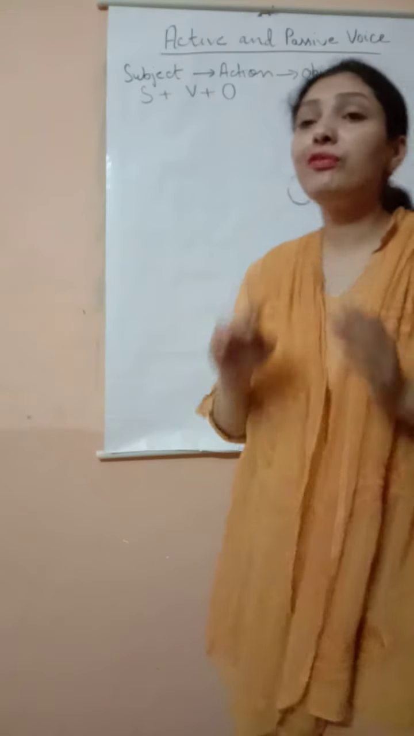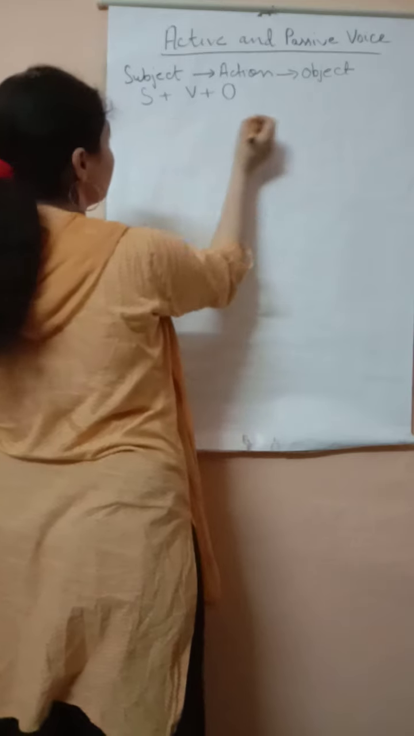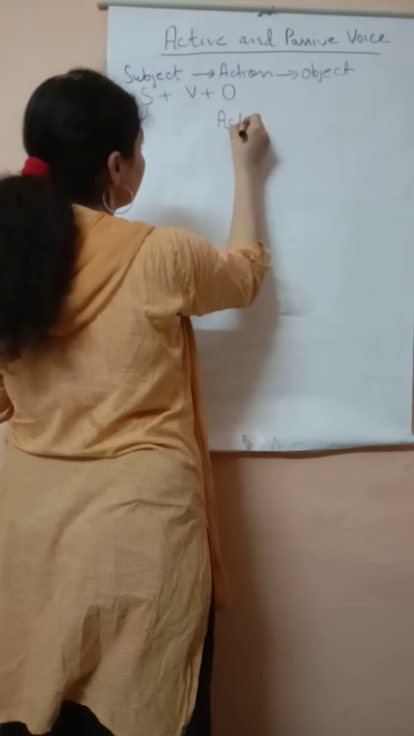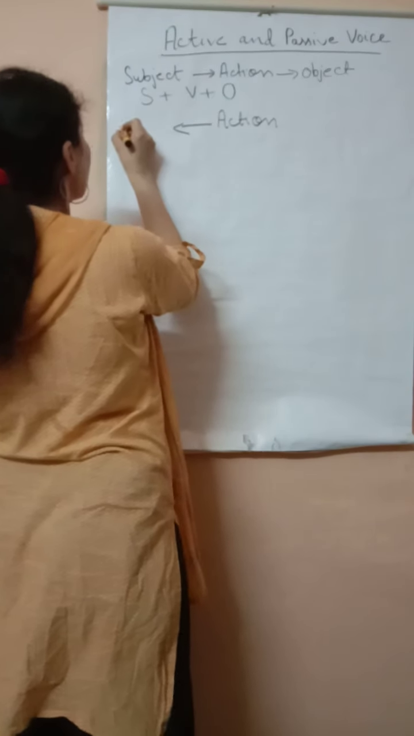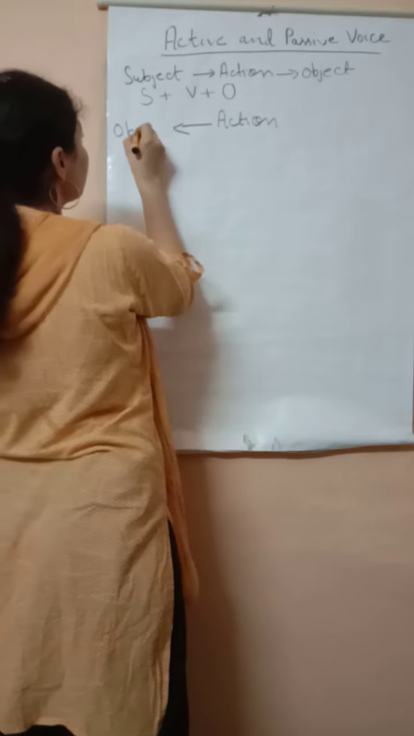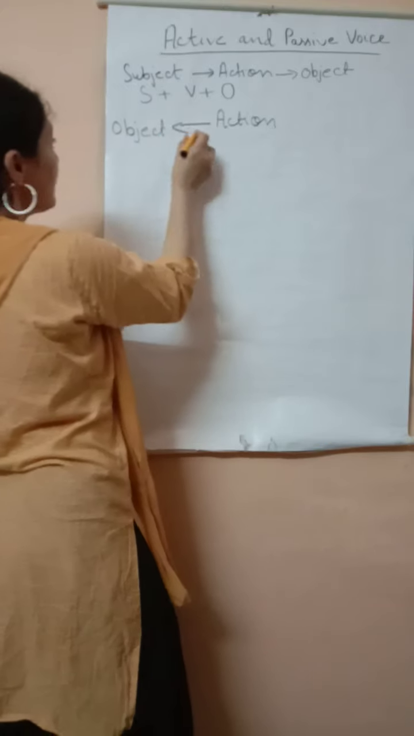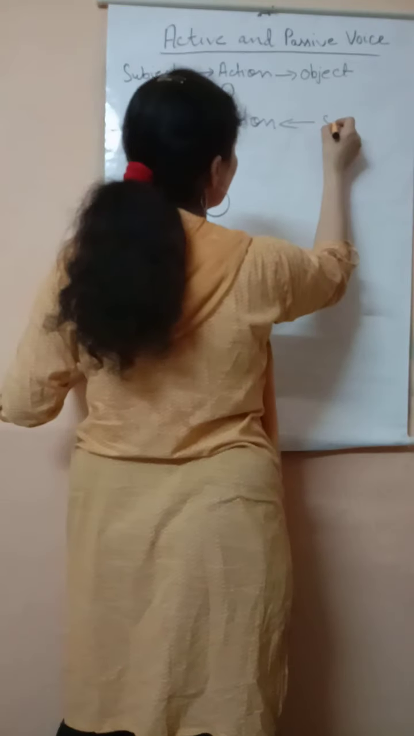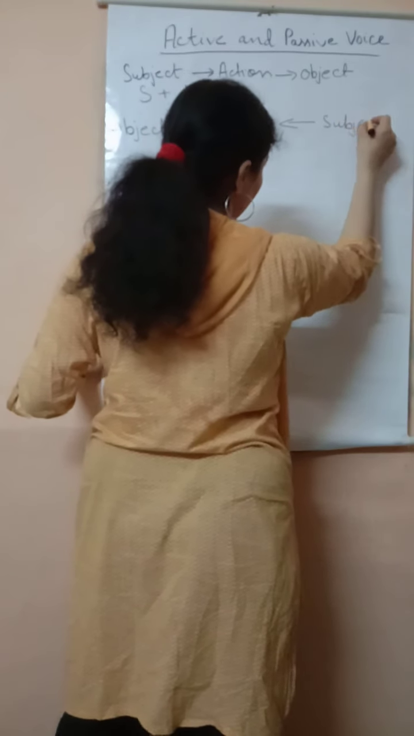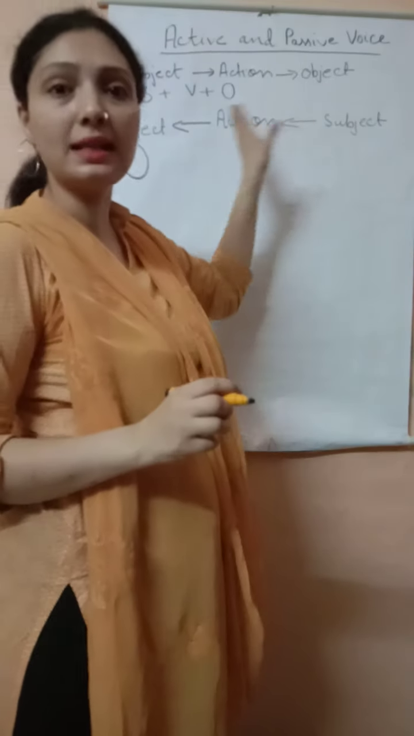And here, if we are making a sentence in passive voice, then what happens? In passive voice, an action is received by the object, performed by the subject. Okay, an action is received by the object performed by the subject.